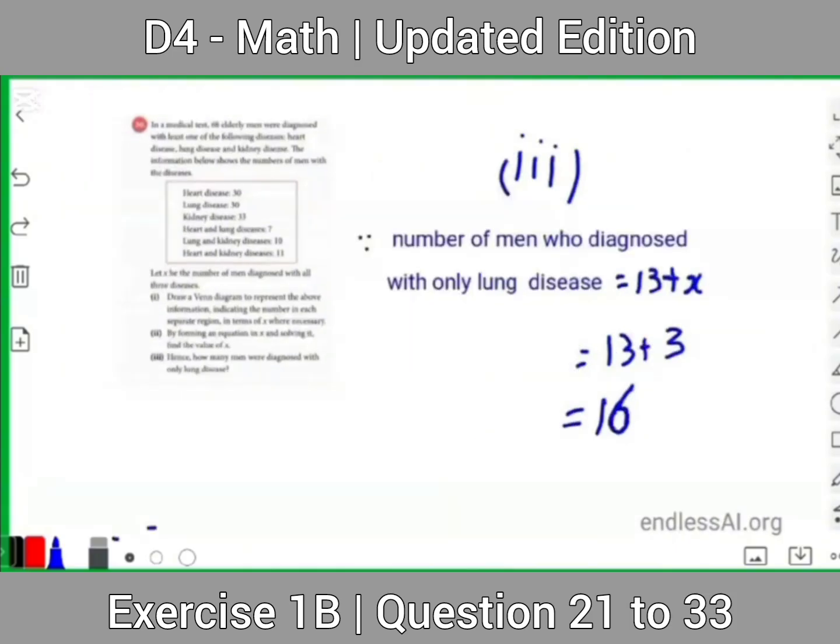Now in part 3, hence how many men were diagnosed with only lung disease. So the number of men who were diagnosed with only lung disease is equal to 13 plus x. We found the value of x in part 2. The value of x was 3. So 13 plus 3 is equal to 16. So hence the number of men who were diagnosed with only lung disease is 16.